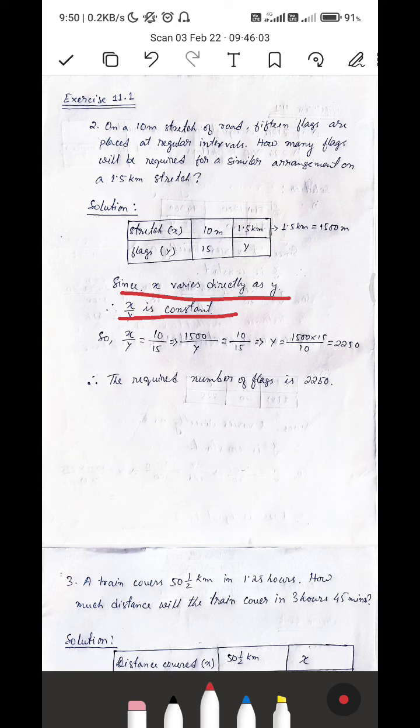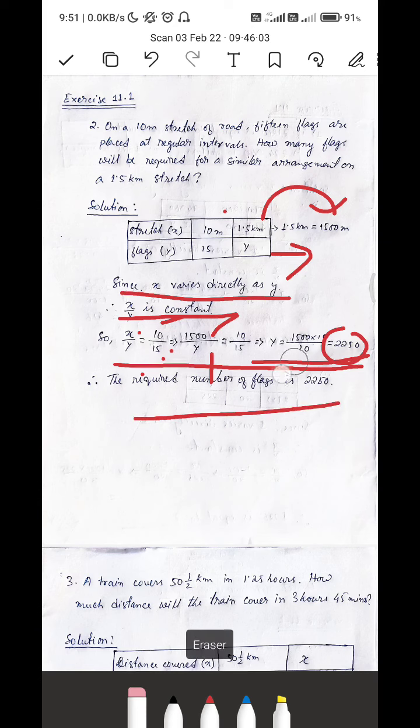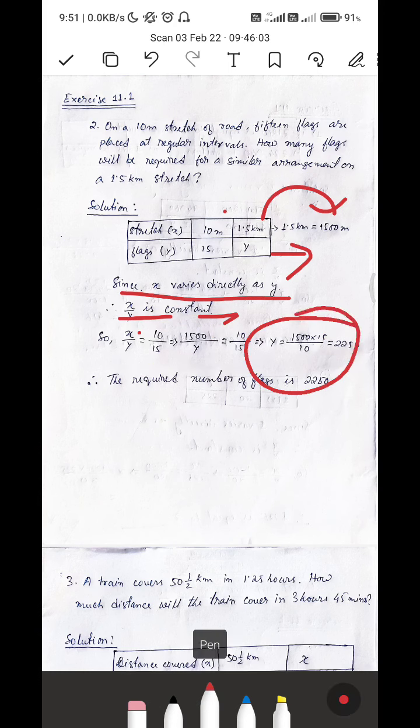And if x by y is constant, then we can surely write this, that is x by y is equal to 10 by 15, and plus we have converted 1.5 kilometer into meter, so x is equal to now 1500, and y we don't know the value, so we keep it as y is equal to the right hand side, which is already 10 by 15. Okay, now just do the process of simplification, and after cancelling out the common factor, we get 2250 as our answer, and this is the required number of flags. You can perform these things yourself because we have learned these calculations in our previous classes.